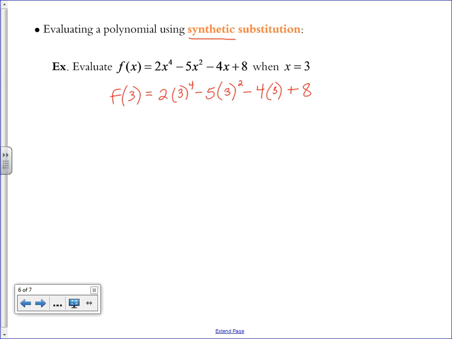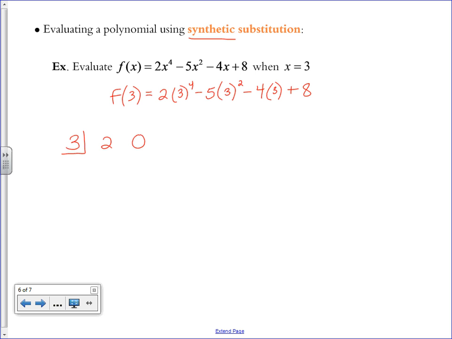So what we want to start out by doing is the number that we're substituting in is the 3. I'm going to put it in this little box over here on the left. And then I'm going to pull down all of my coefficients from my polynomial in order next to that 3. So my first coefficient is 2, because that's on the highest exponent term, right? It's on the x to the fourth term. There's an x to the third term that's invisible. It's not there, but we have to include it as a placeholder.